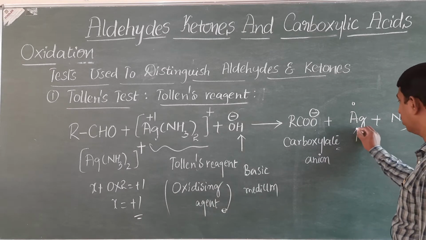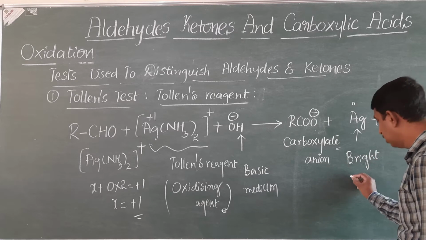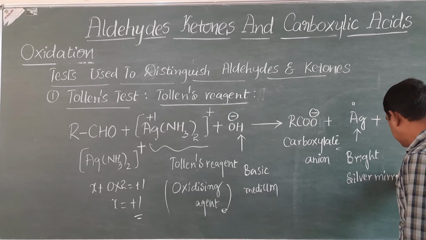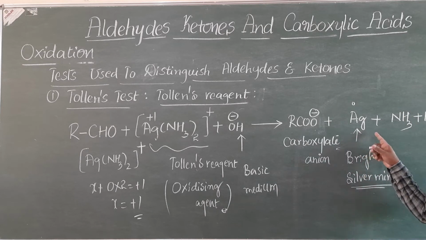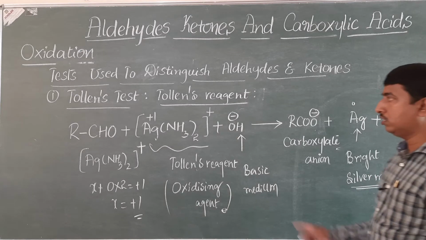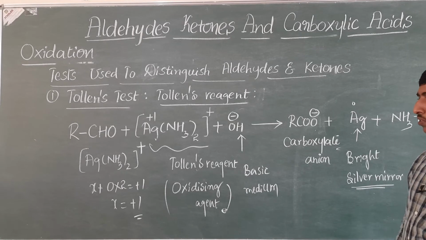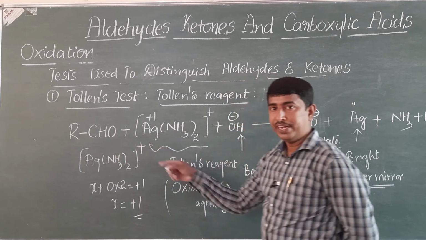As a result, a bright, meaning shining, silver mirror. Since it shines, we call it a mirror. So silver will be deposited on the sides of the test tube. Or I can say a bright silver mirror is seen on the walls of the test tube. So this reaction we call the Tollens test. The reagent used is Tollens reagent. So what is that test?